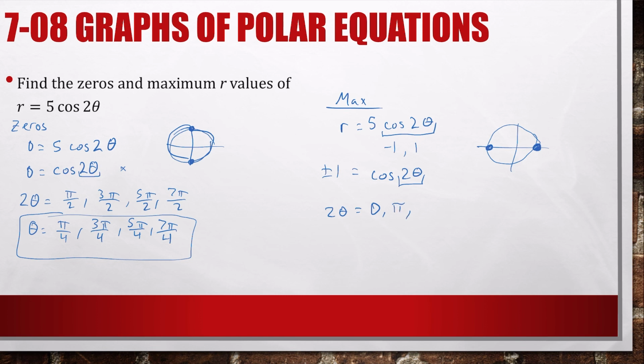But we're going to divide by 2, so let's go around the circle one more time. So it'll also be 2 pi and 3 pi. And then divide everything by 2. You'll get 0, pi over 2, pi, and 3 pi over 2.